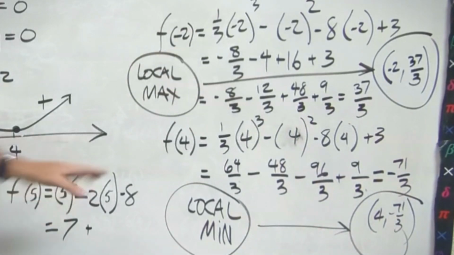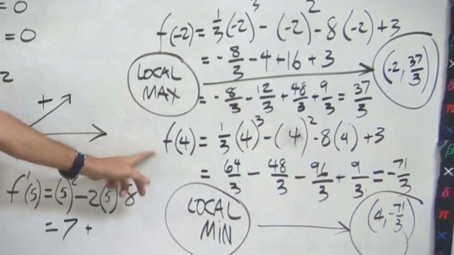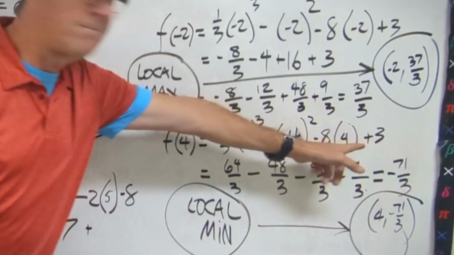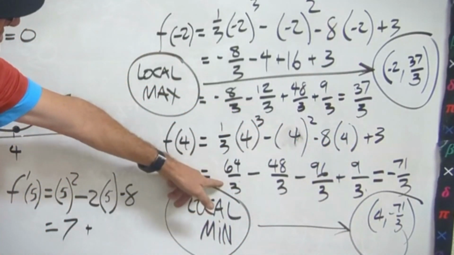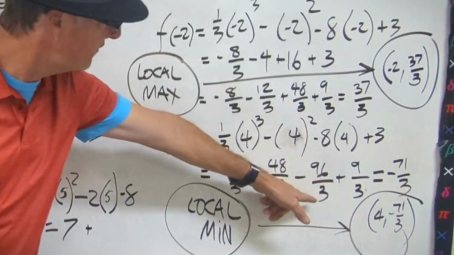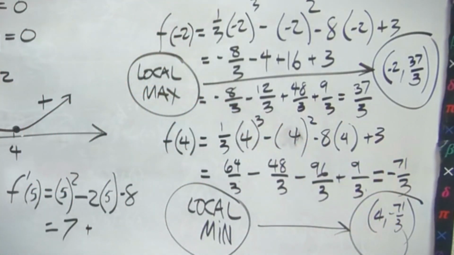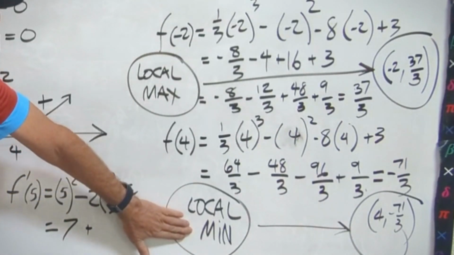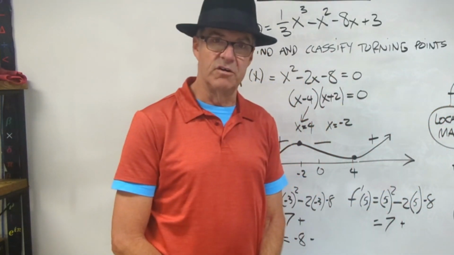My local min, again, same thing. I'm plugging my 4 into my original cubic function. There's my plug-in step there. I went ahead and did my math, and I got a fraction here. I went ahead and converted everything to fractions as I went, combined them together, and I get -71 over 3. So there is my local min, and it's the point 4, -71 over 3.